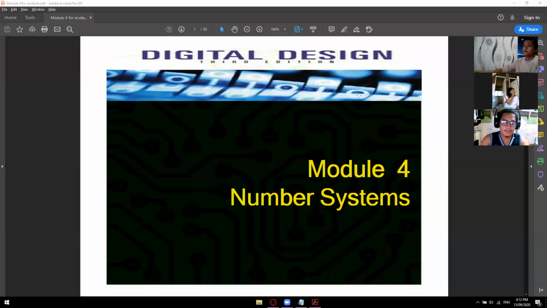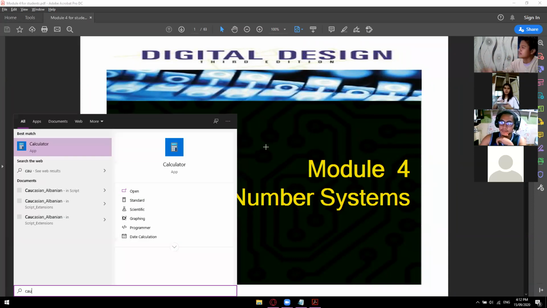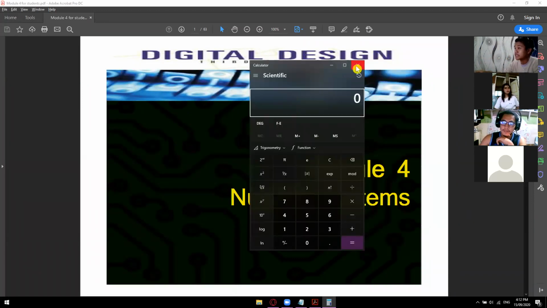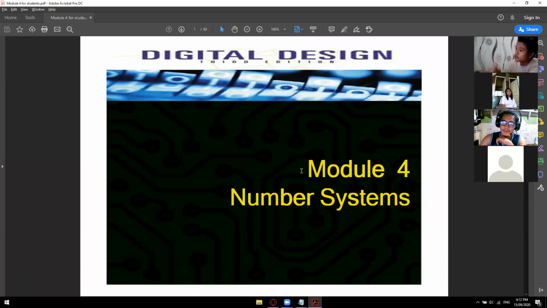Alright, so kita nyo na yung screen ko. Yes, sir. Okay, so habang maaga, I recommend na meron kayong calculator. Or kung wala man, pwede rin naman yung calculator ng desktop nyo or ng cellphone. Okay lang din naman. Okay, so module 4, so we'll be discussing about number systems.